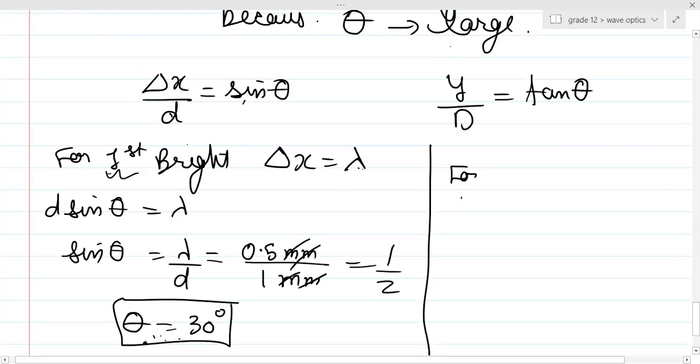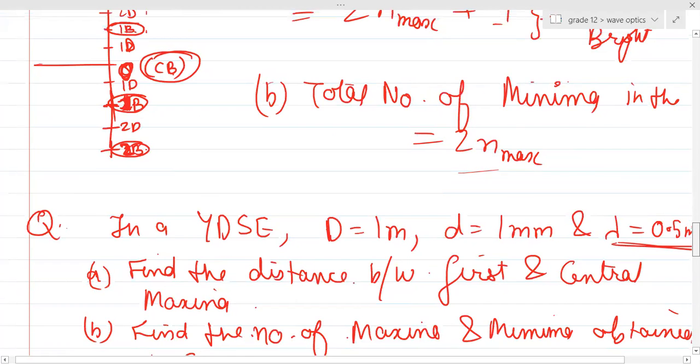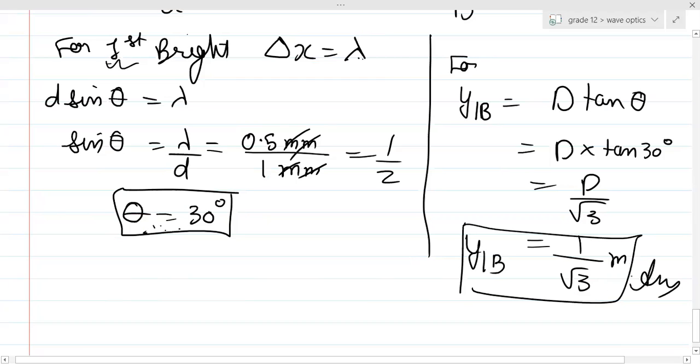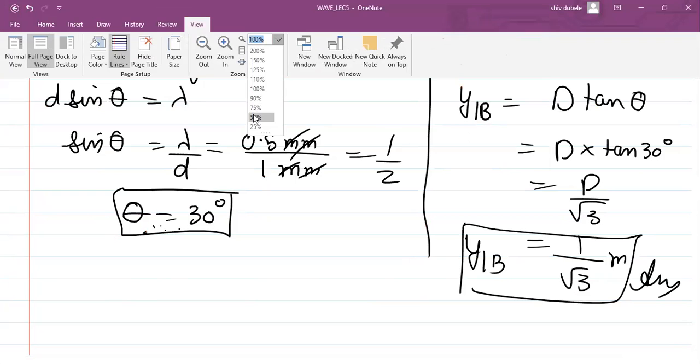So anyways, you wanted to find out the position of this first bright. It will be equal to D tan theta, and it will be equal to D into tan 30 degrees. And what is tan 30? And D how much was given? 1 meter. So from here it will be equal to 1 by root 3 mm. Oh, sorry. This will be the position of the first bright, and that's the answer to your first part of the question. Understood? Go through the whole question once. And I'll give you one question for homework.